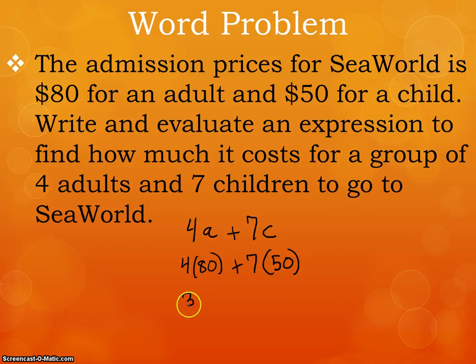4 times 80 is 320. And then 7 times 50 is 350. And when I add them together, I get 670. So apparently, according to this word problem, if you had 4 adults and 7 children, it would cost you $670 to go to SeaWorld. Probably not that much realistically, but again, I just pick numbers to make the problem work.